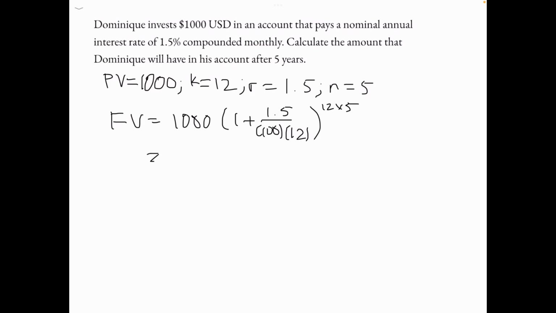So FV is equal to 1,077.83. So after 5 years, Dominique will have 1,077.83 Canadian dollars in his account.